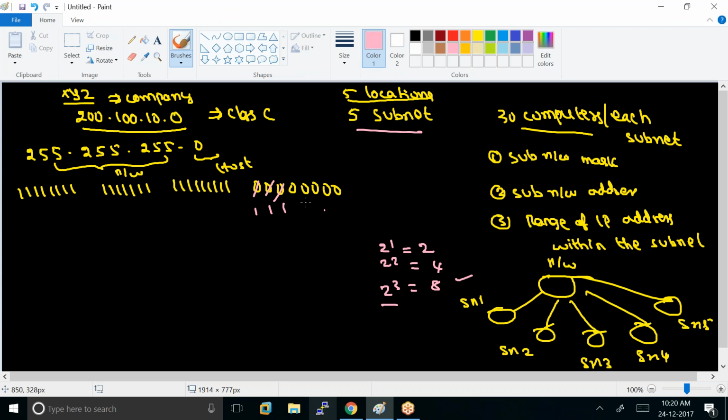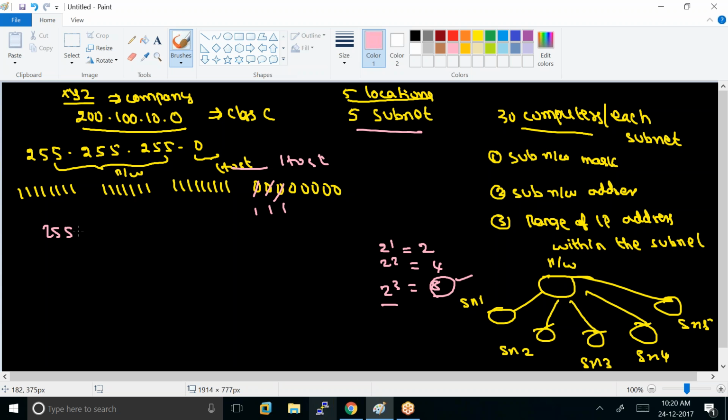If I borrow 3 bits from my host part, I am able to establish 8 subnets. My requirement is 5 subnets, so this satisfies it. Therefore, this is my network mask, and I need to borrow 3 bits.